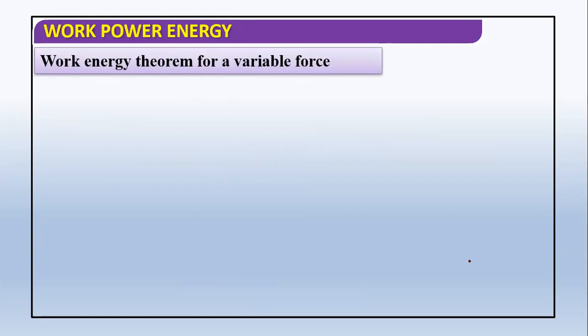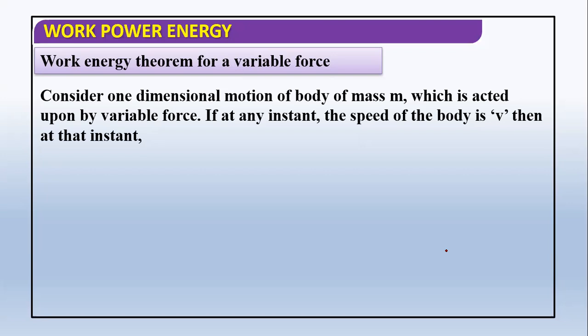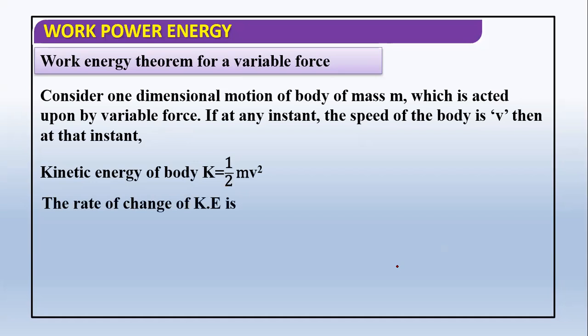Now we will see the work energy theorem for a variable force. Consider one dimensional motion of a body of mass m, which is acted upon by a variable force. If at any instant the speed of the body is v, then at that instant we can write the kinetic energy as half m v square. The rate of change of kinetic energy is dK by dt.